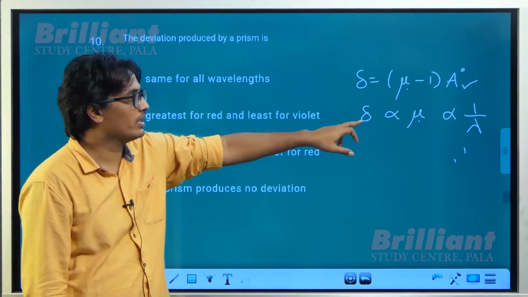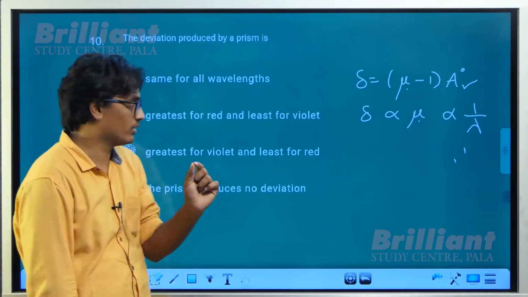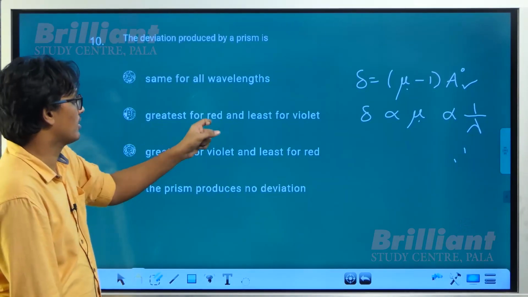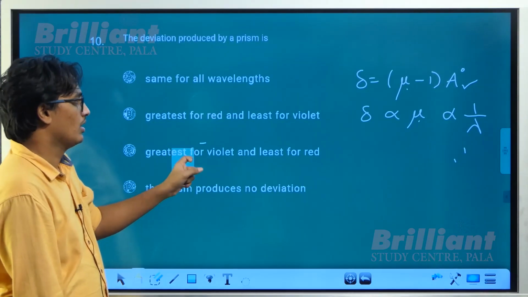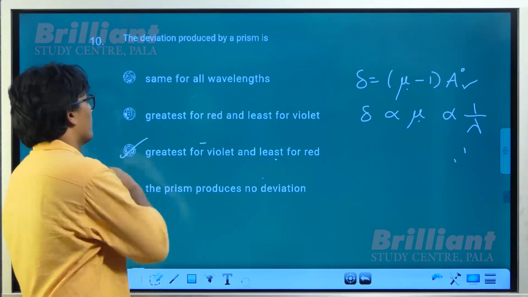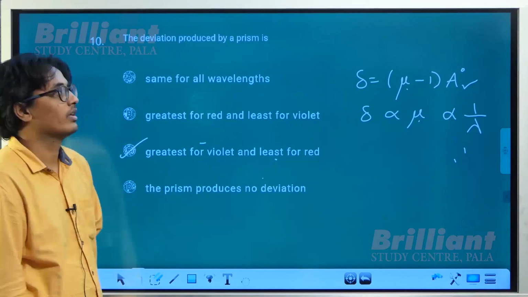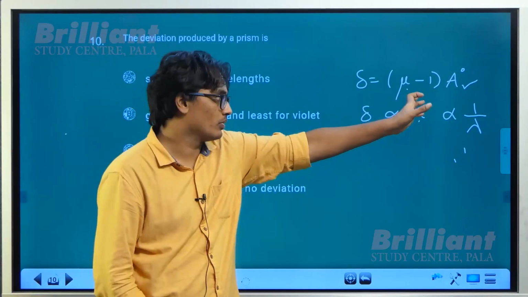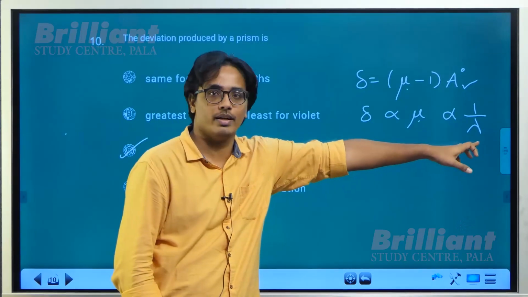So deviation will be greatest for minimum wavelength and least for red. So answer will be C. Deviation is proportional to mu, and mu is proportional to 1 by lambda.